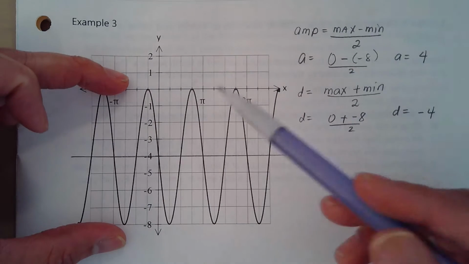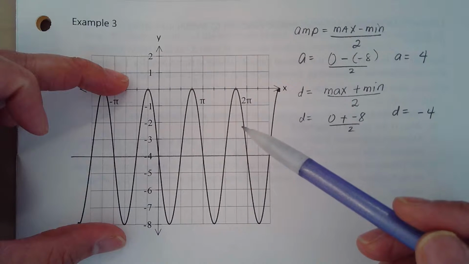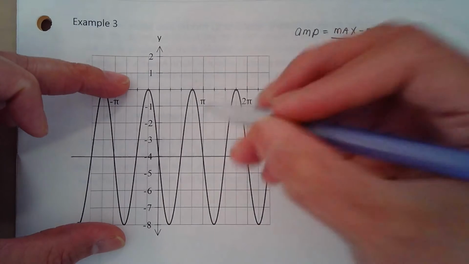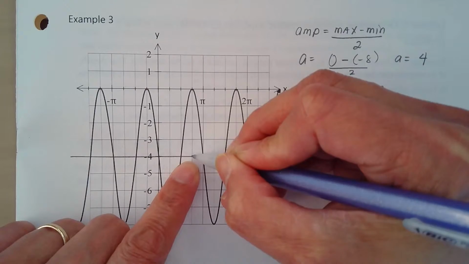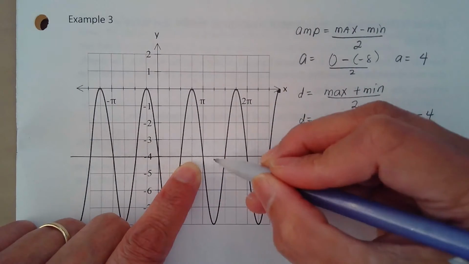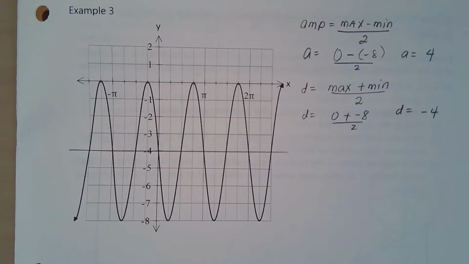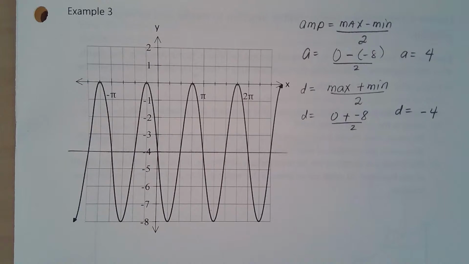And then the amplitude, I can see the amplitude is 4. Let's check that. From negative 4 to 0, that's 1, 2, 3, 4 units. And then from the median to the minimum is also 4. Good. So that one's easy.